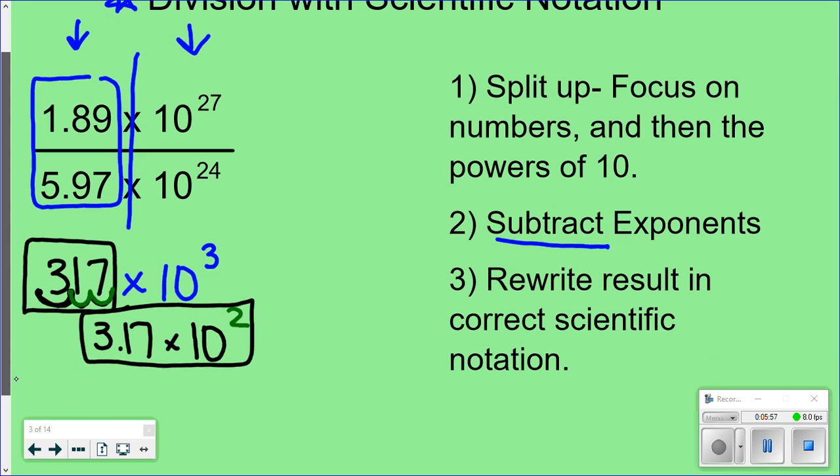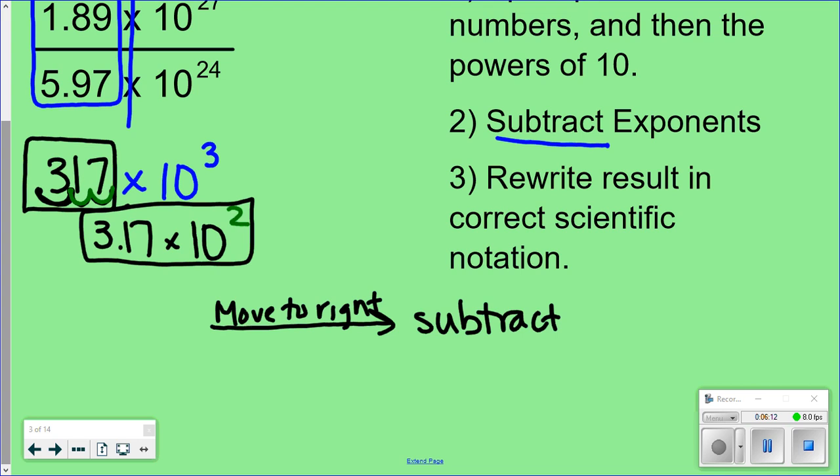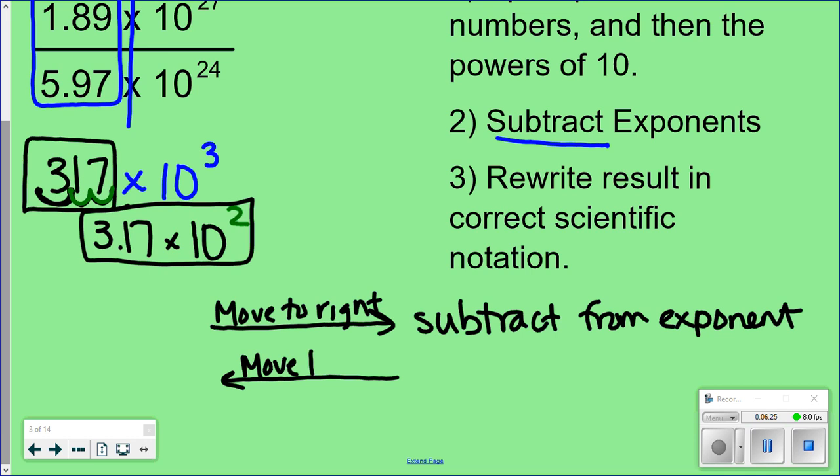So I have some ways to help you remember that. Okay, so below or somewhere in your notebook, I want you to write, if you move the decimal to the right, you're going to subtract from exponent. So subtract how many spaces that you moved it. Sometimes it might be written higher than 10, so then you might have to move it to the left. And then you would add how many spaces you needed to move it to the exponent.